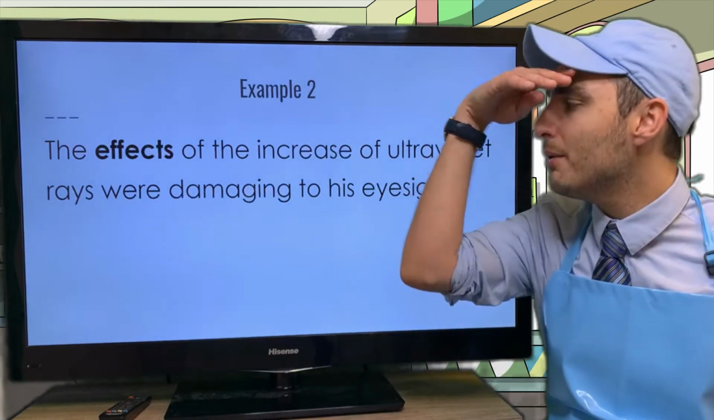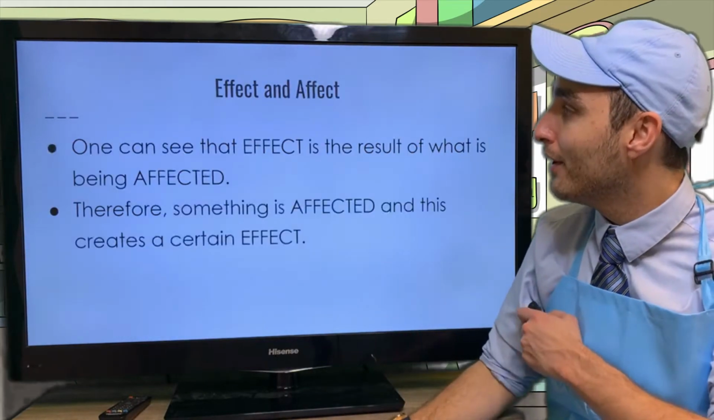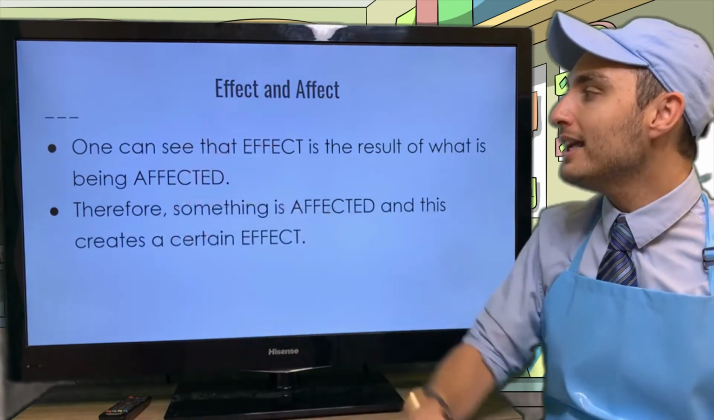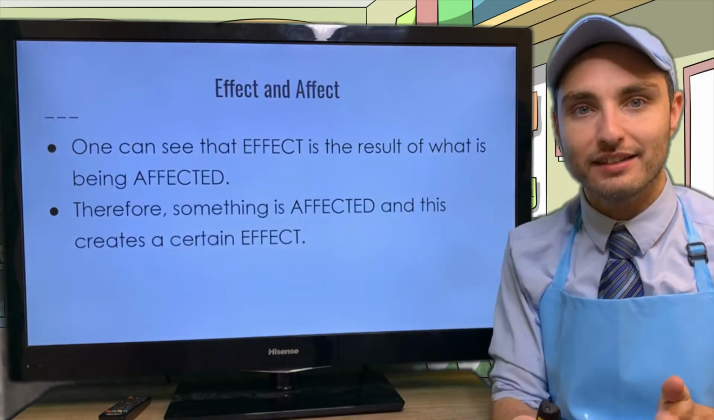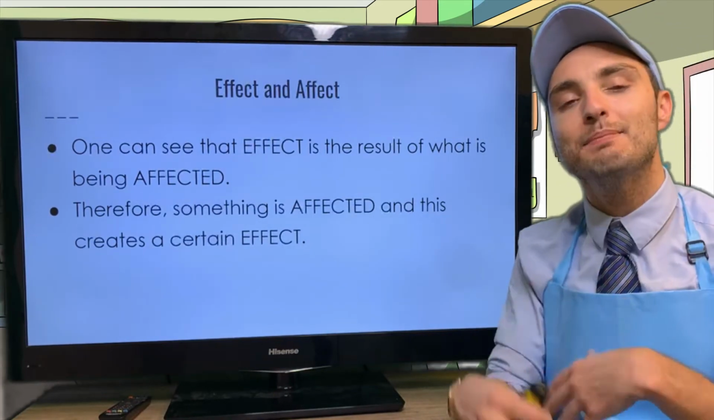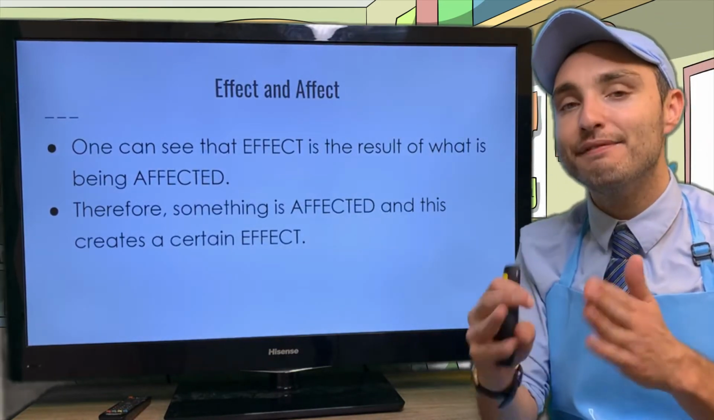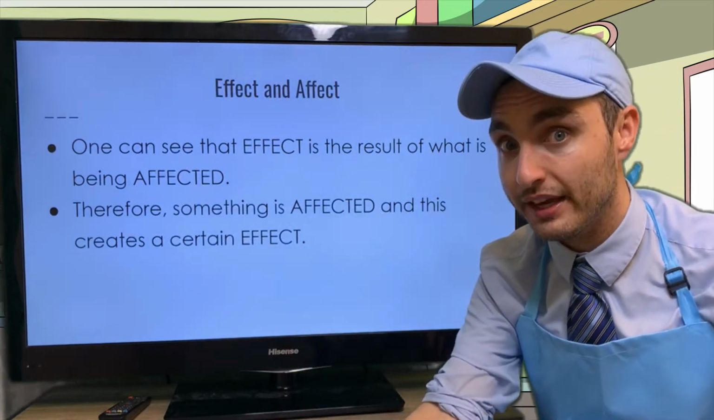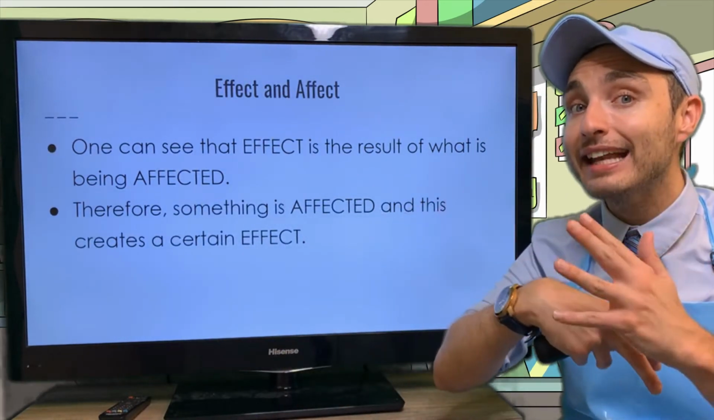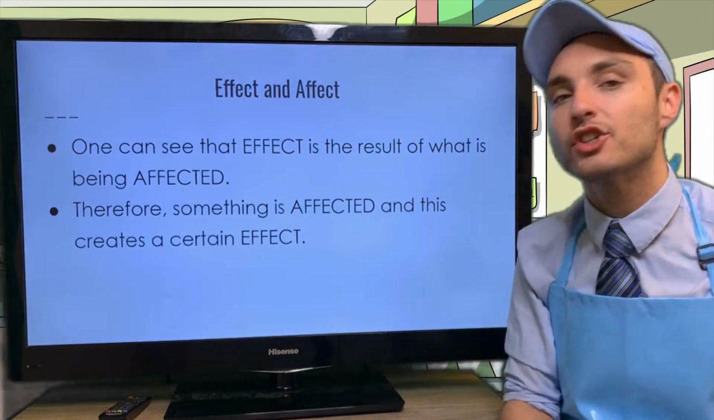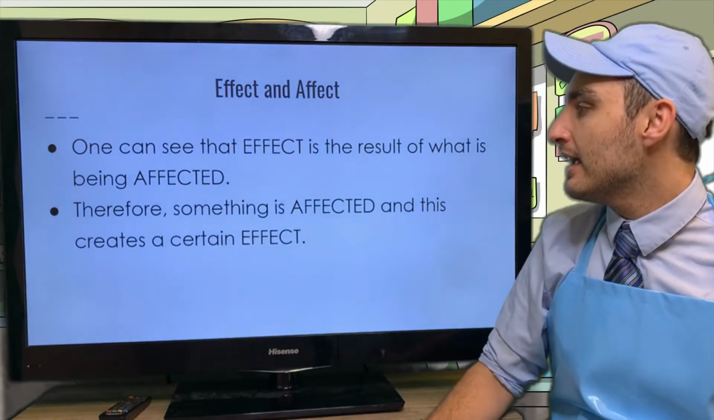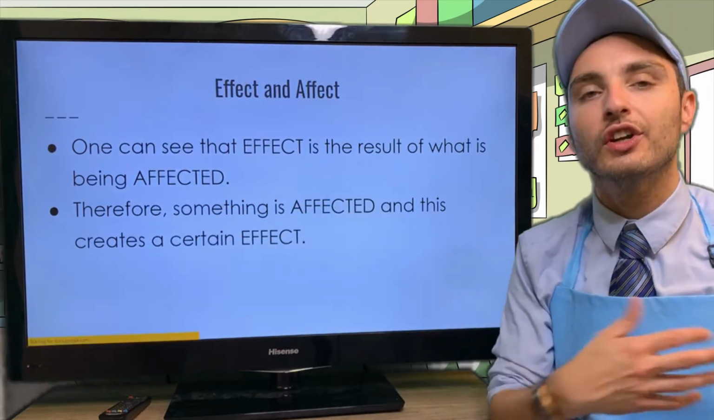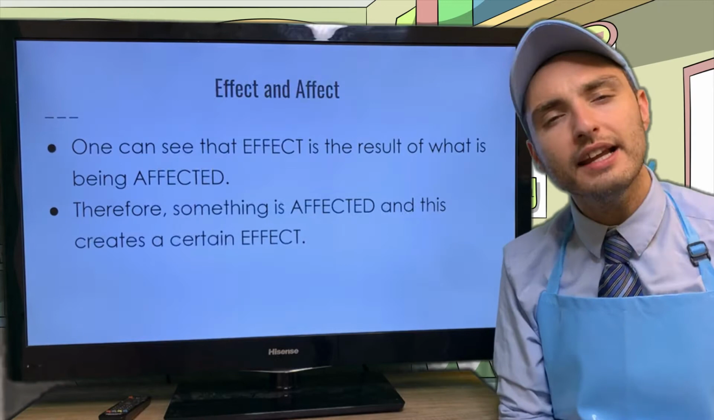Well, I know we kind of flew through that, so I want to just go ahead and emphasize something. One can see that effect is the result of what is being affected. Affected, again, is an action. You affect something. And that can have a certain effect or result. Therefore, something is affected and this creates a certain effect. Try and think about it like that.